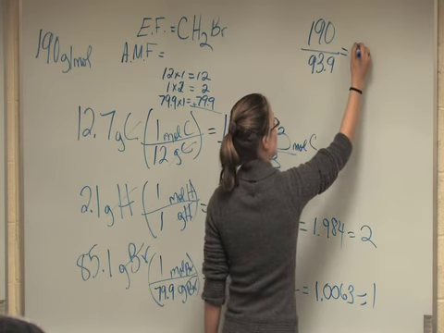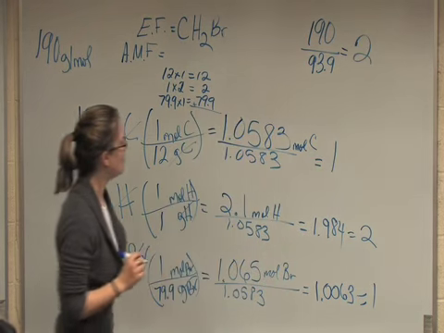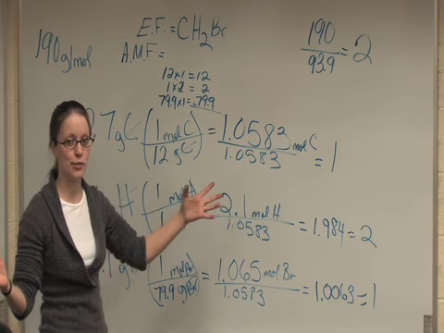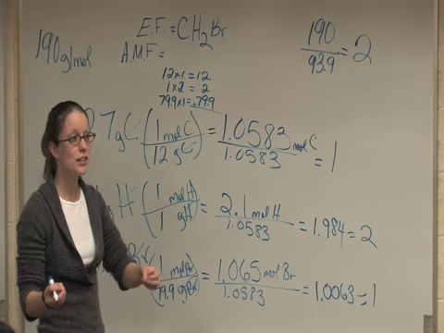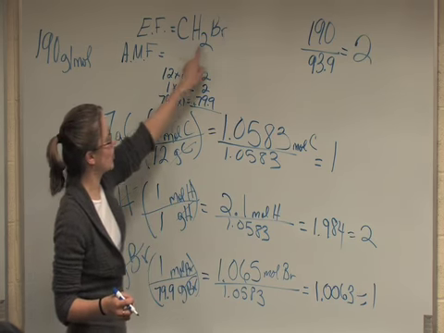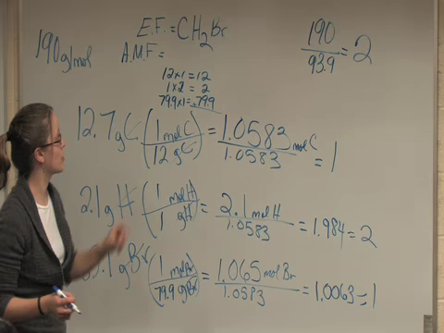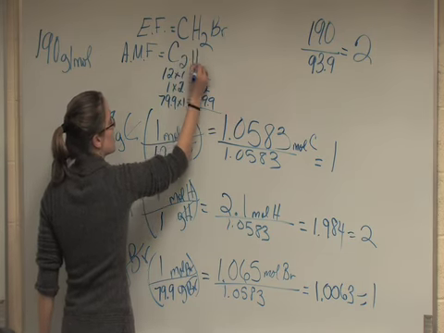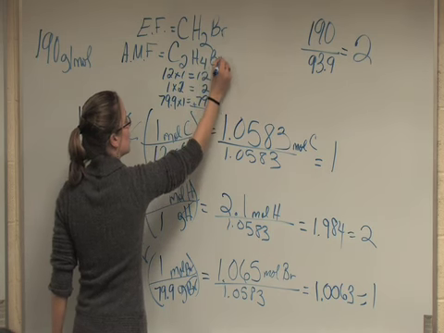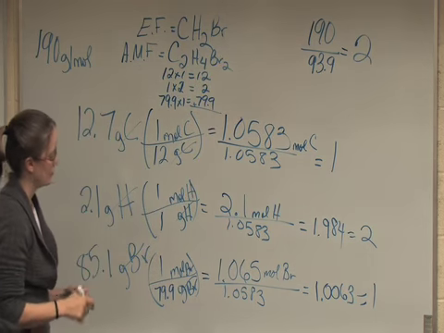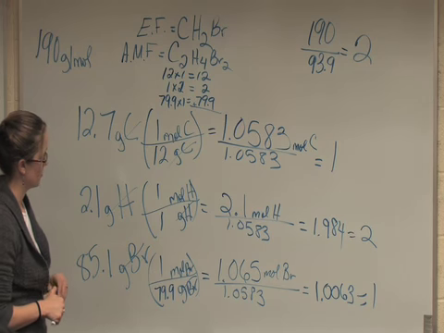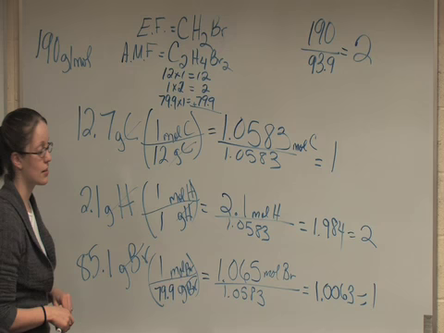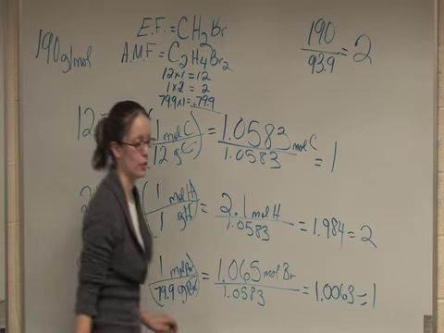So really you're looking for a whole number, so that'd be 2. So you take that 2 and do what? 2 is not the actual molecular formula. You times all those by 2. 2 is what you times each subscript by in the empirical formula. So we have C2H4Br2. That's the actual molecular formula for that compound.